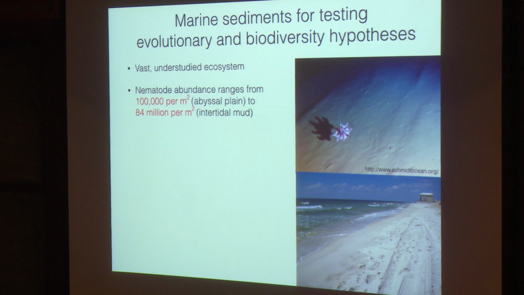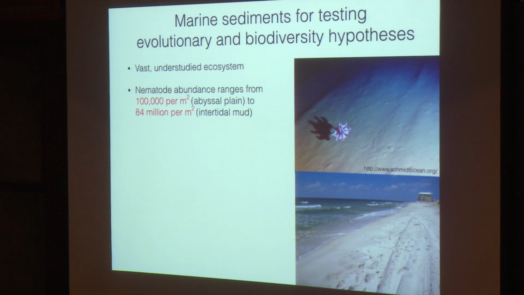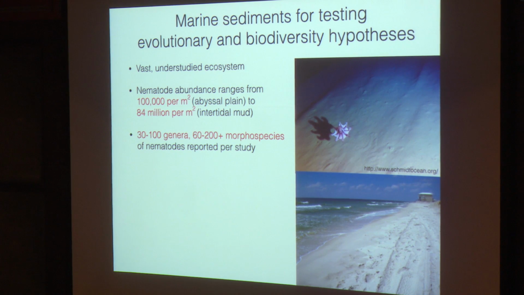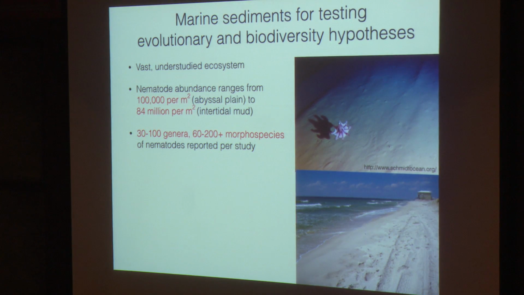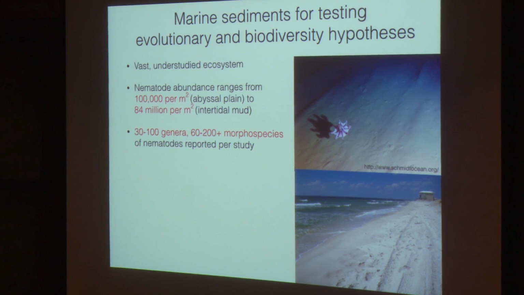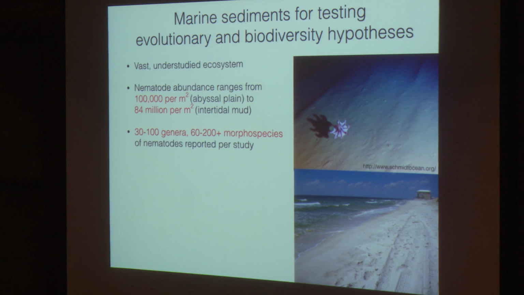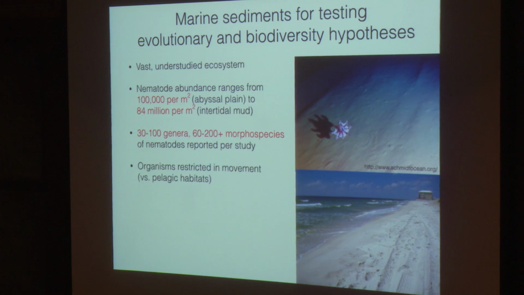And nematodes in this habitat are the dominant organisms. So their abundances range anywhere from 100,000 per meter squared all the way up to about 84 million per meter squared, depending on the productivity of the ecosystem. There is a huge abundance of species, so anywhere between 30 to 100 genera reported, 60 to 200 morphospecies reported per study, and these are sediment cores, which are only about 10 centimeters squared. So within a very small handful of sediment, you just have this huge diversity and huge abundance of these organisms.